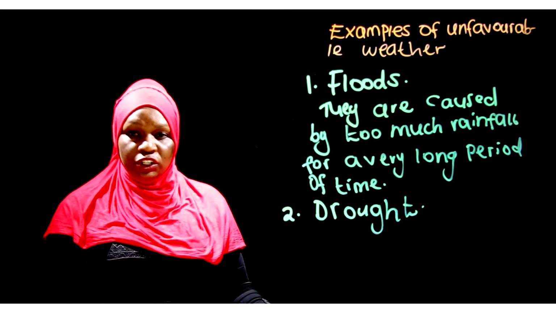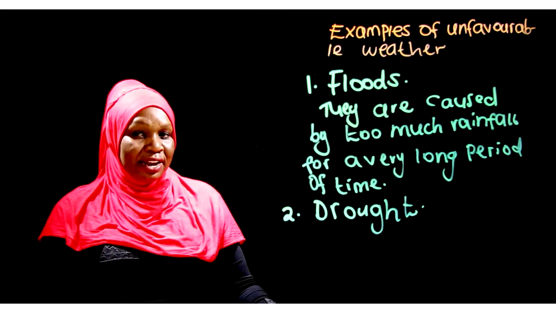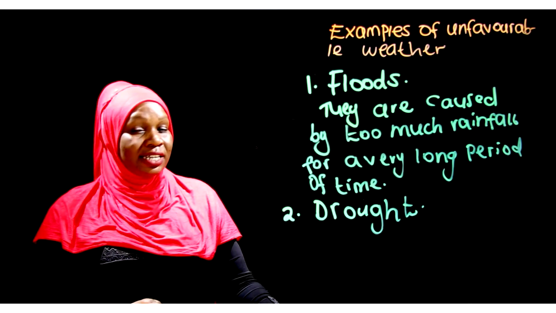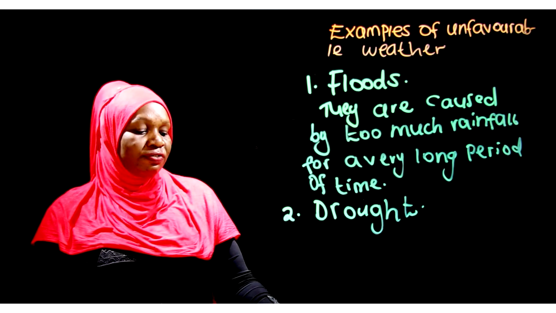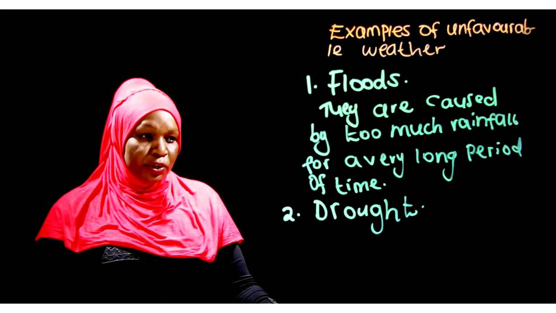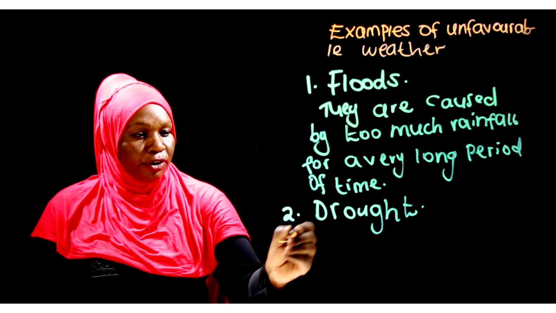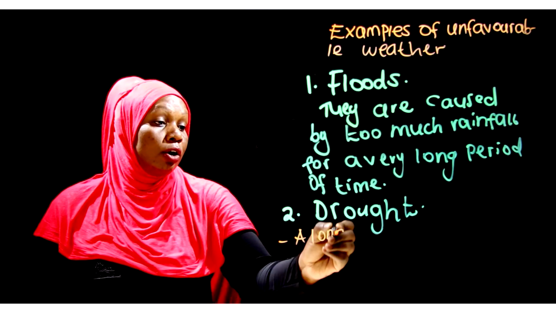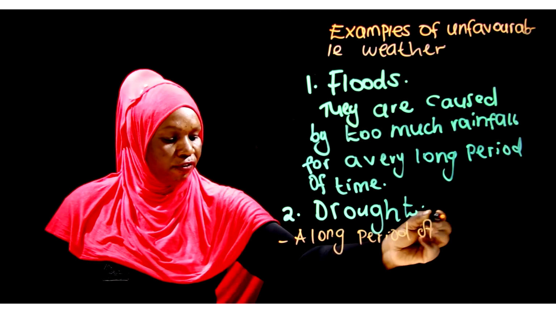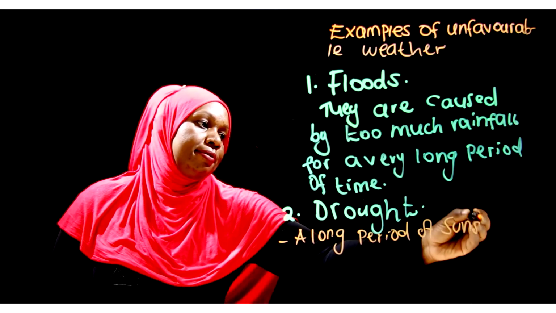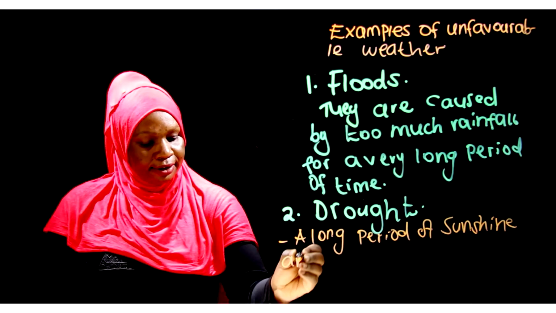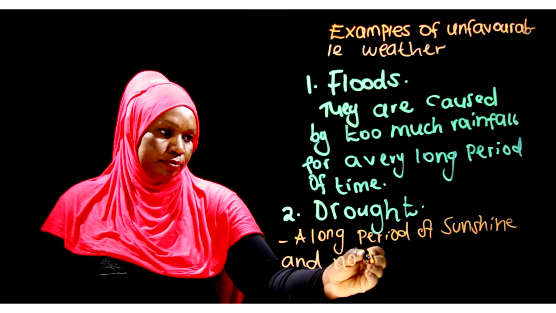We'll also look at the pictures of different places that have been affected by the drought. Where there's too much sunshine or a long period of sunshine and no rainfall, it may lead to drought.